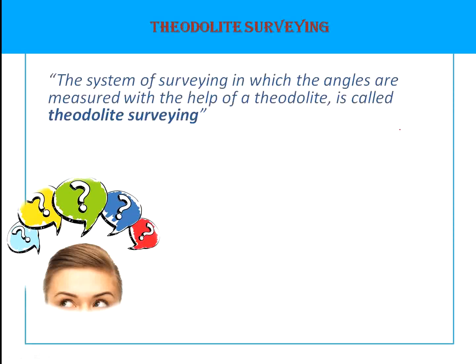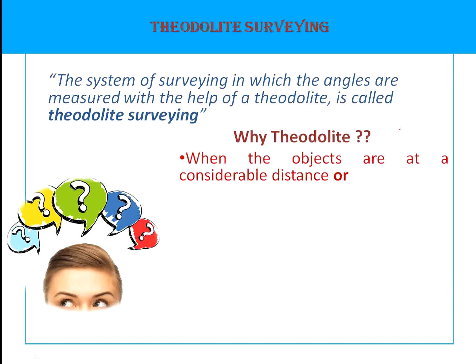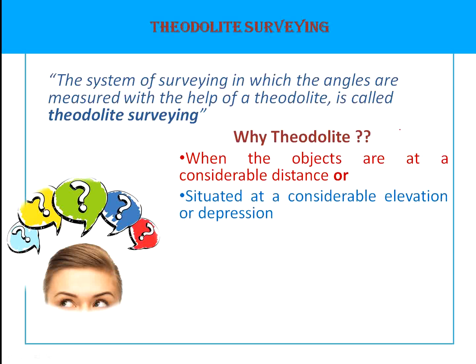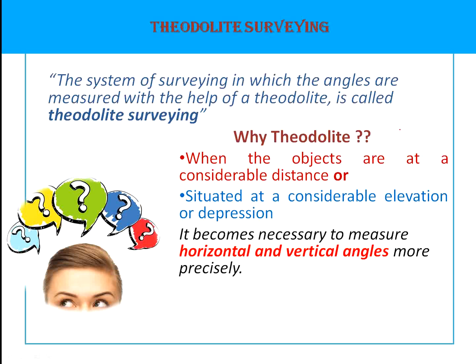The system of surveying in which the angles are measured with the help of an instrument called theodolite, that particular type of surveying is known as theodolite surveying. Now, why is this theodolite used? When the objects are at considerable distance or when it is situated at a considerable elevation or depression, then in that case we will be required to measure some horizontal and vertical angles to get all these elevations and depressions. So in order to measure these angles precisely, we will be seeking the help of this theodolite.